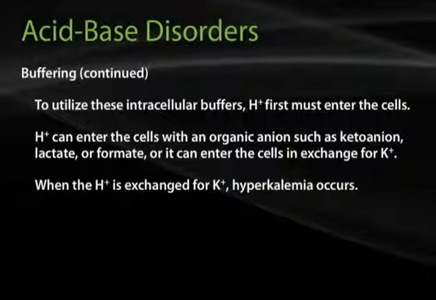To utilize these intracellular buffers, hydrogen first must enter the cells. Hydrogen can enter the cells with an organic anion such as ketoanion, lactate, or formate, or it can enter the cells in exchange for potassium. When the hydrogen is exchanged for potassium, hyperkalemia occurs.